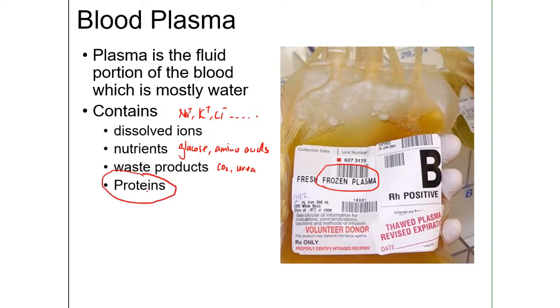Okay, remember the plasma is the protein-rich fluid of the blood, right? There are thousands and thousands of different types of proteins dissolved in your plasma. And you might remember from last lecture, we talked about osmotic pressure, right? So part of the osmotic pressure is created by these proteins, right? They help to retain the fluid inside your blood vessels.